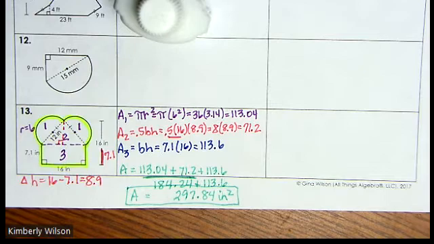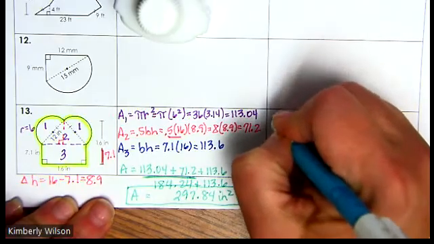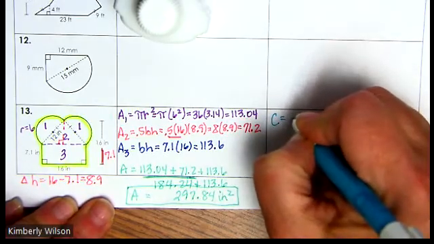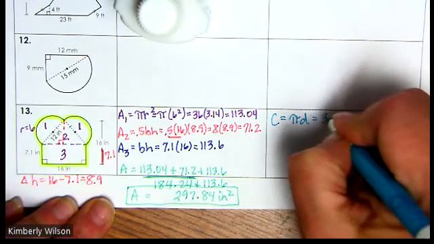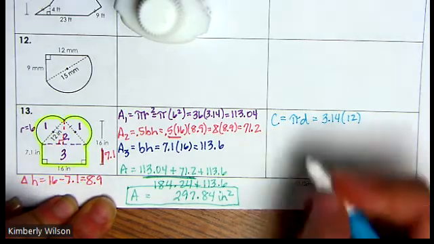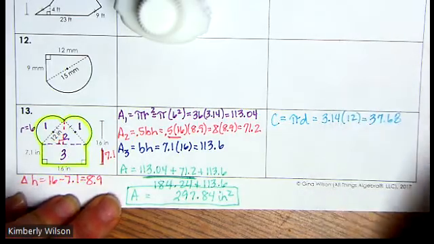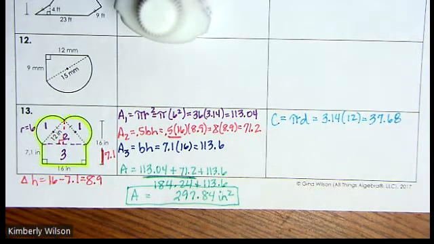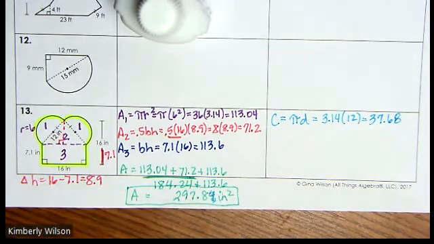So I'm going to find the circumference of the circle. Okay. The circumference, I know my diameter, so it's pi times the diameter. So that's going to give me 3.14 times 12, which is 37.68. Oh, the area is supposed to be rounded to the 10th. So this is going to be 297.8. Okay, so then that's the circumference.